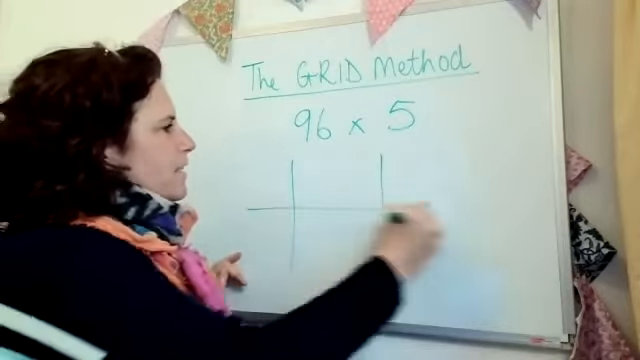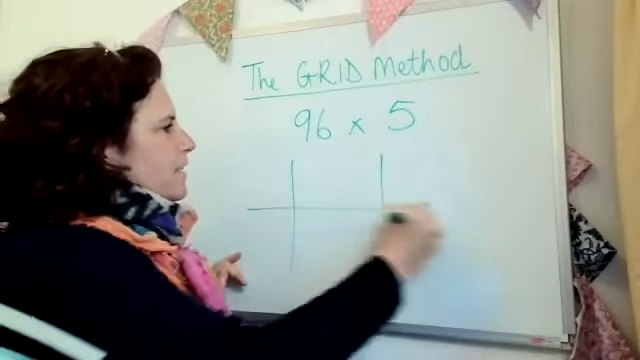Right, so in here we have 5 times 90 or 90 times 5, because remember, multiplication is commutative, which means we can do it both ways. Same as adding, but division and subtraction are not.